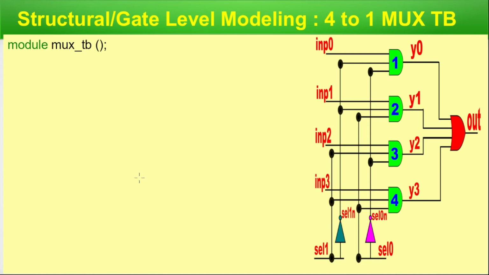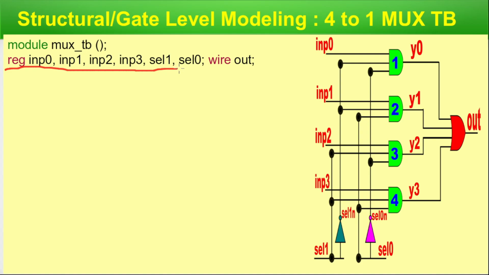I have kept it for your easy reference so that you can relate it. First we define reg, that is a register type of variable. Register type variables are used to store values over time. Remember these are for your test bench. That means these are part of your breadboard, which you will connect to the circuit inputs, right?